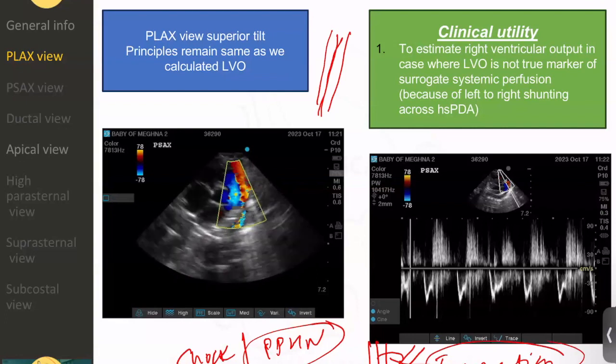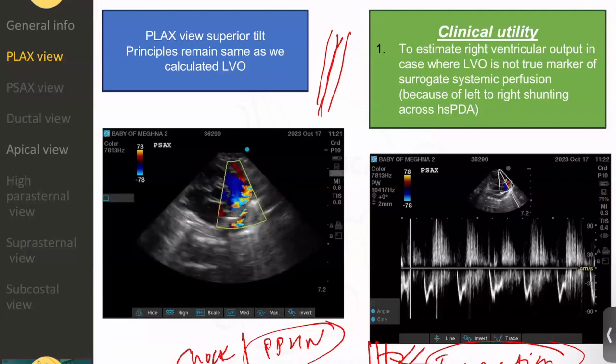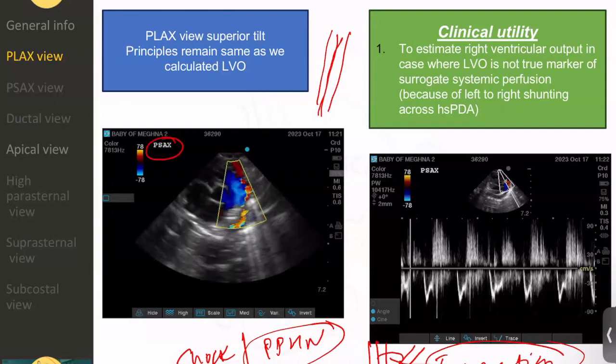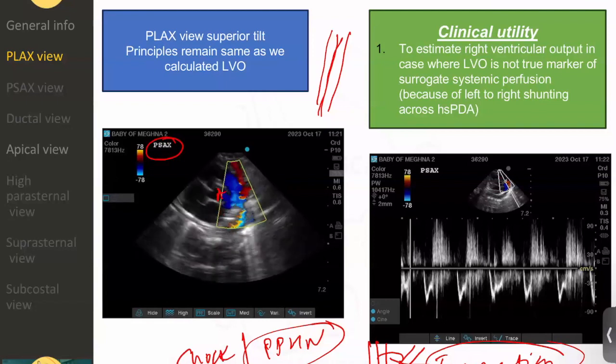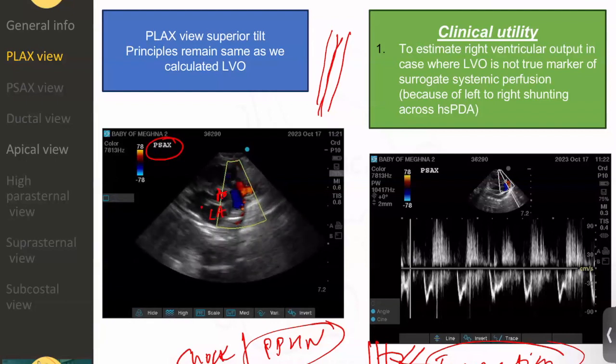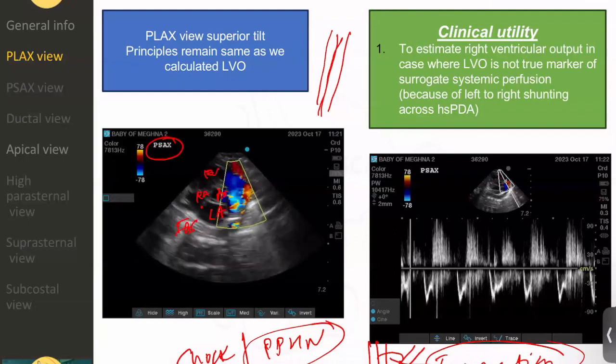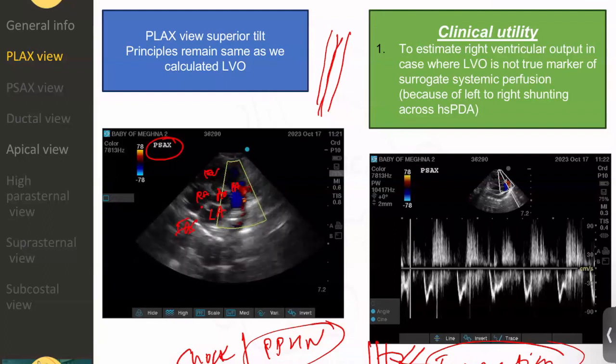So which is the view Dr. Srinivas told you where the flow of the pulmonary artery is parallel? Two views can be used: one is the parasternal short axis view, or the parasternal long axis view with superior tilt, where we were opening the pulmonary artery. Just for revision, in the parasternal short axis view, what are the chambers? The central one is the aorta. The posterior-most chamber, always remember, is the LA. This is the interatrial septum. This is the RA, this is the RV, and this is the pulmonary artery which is arising.